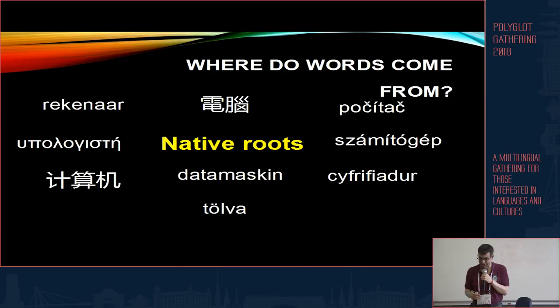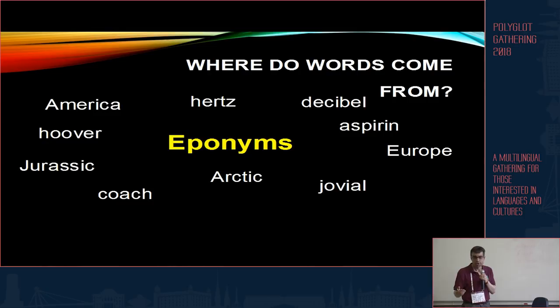And then some words come from the names of people or places. So America, for example, it's not absolutely accepted where it comes from, but they say it comes from Amerigo Vespucci. Possibly. It may have come from somewhere else. And then names of things like Hertz and Watt. A lot of scientific terms come from the names of people who first described them or discovered them.